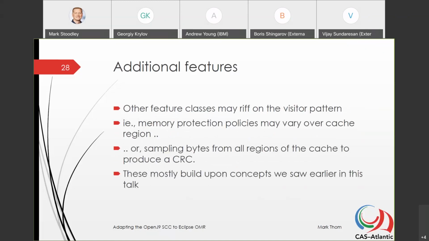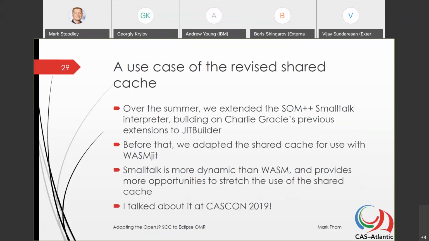Memory protection is another instance where the virtual visitor pattern could be beneficial, say if memory protection policies differ over different regions. Likewise for producing CRCs. Once you've grappled with the core concepts that I explained in the previous two sections of the refactored cache, you'll see that the additional features just add their own functionality based upon what we saw earlier. So there's really not much more to elaborate about it beyond that.